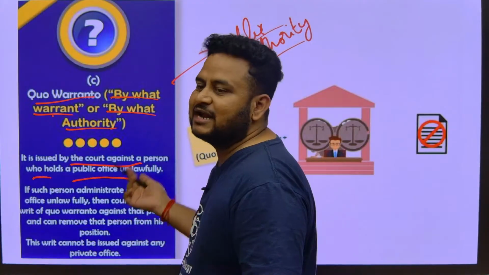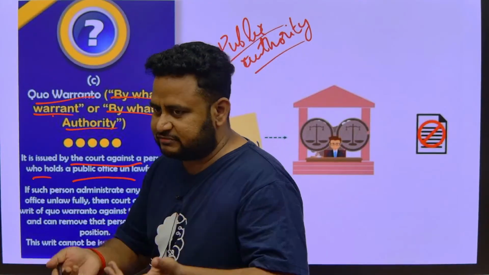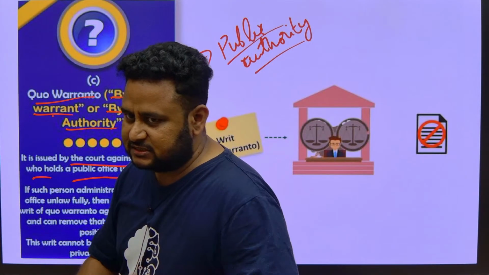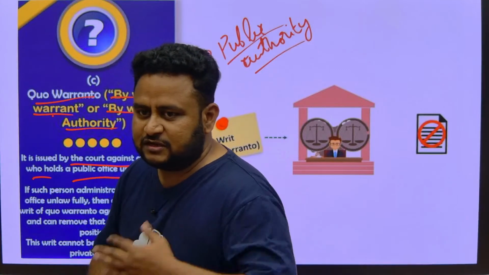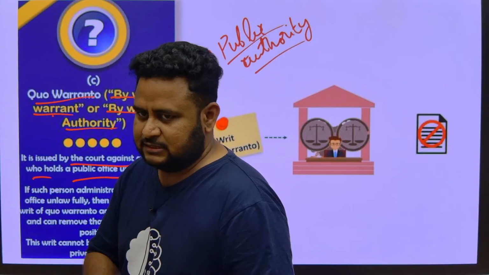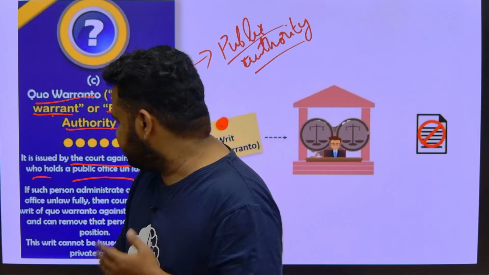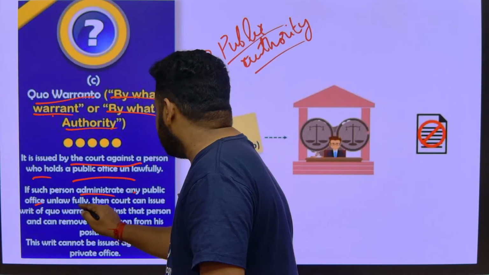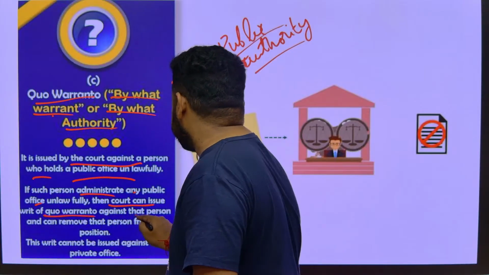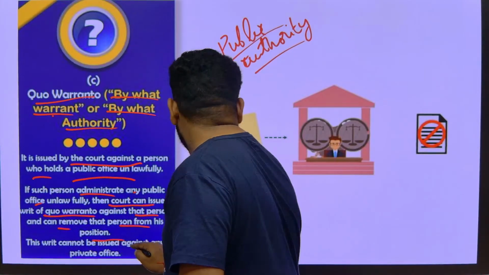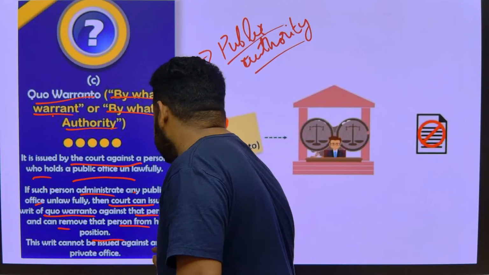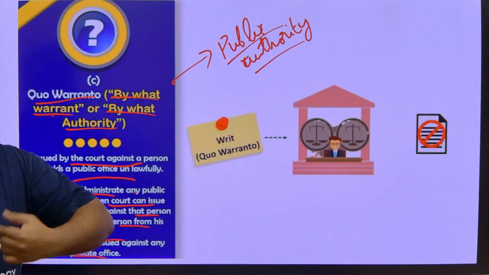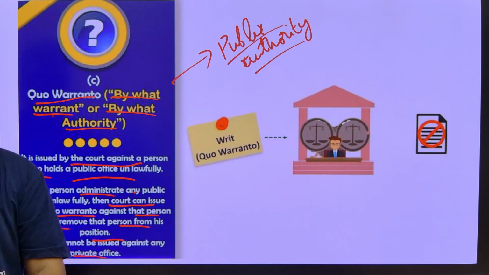Unlawfully means me teaching you life science, it is not ethical. First of all, it is not unlawful, because this is a private organization. Suppose this is a government organization, it will be first unlawful and it is not ethical also. Got it? So holds a public office unlawfully. If such a person administers any public office unlawfully, then the court can issue the writ of quo warranto against that person and can remove that person from his position. So this is the meaning of the writ cannot be issued against any private office. That is what I said, you cannot go to the court and ask the court to issue quo warranto on us, because we are private.